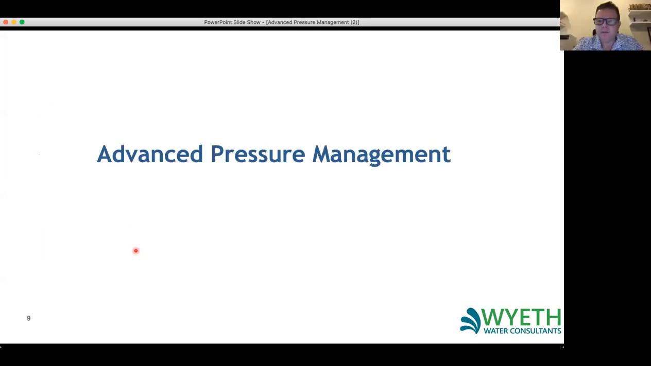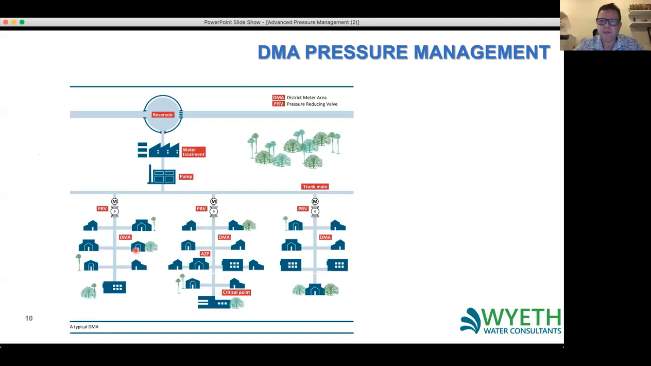Now, as I mentioned, pressure reducing valves, or PRVs, have sort of become the common way of controlling pressures in our distribution systems. And the reason being is that they're generally fairly cheap, and we can install them on an individual DMA. So we could have an individual DMA with a flow meter going in and then a PRV, so that we can control pressure for each individual DMA.